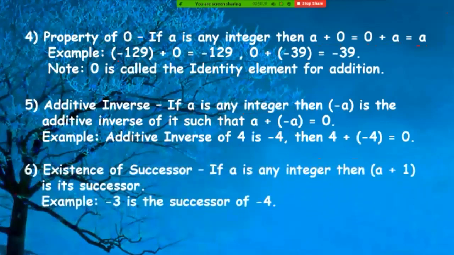Our last property is the existence of successor. If a is any integer, then a plus 1 is its successor. For example, minus 3 is the successor of minus 4. How? If we add 1 to minus 4, then we'll get minus 3. So minus 3 is also an integer. So this is the existence of successor, because every integer has a successor.